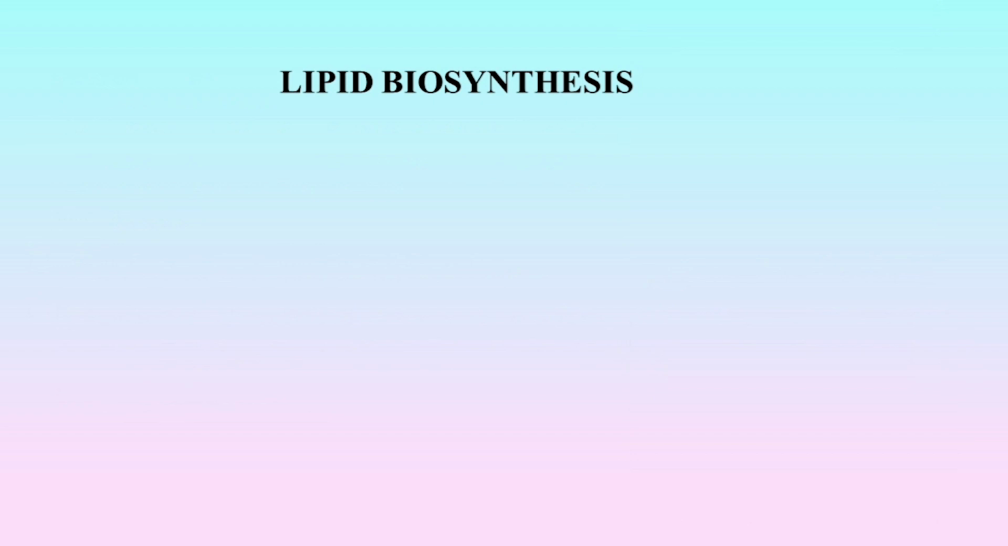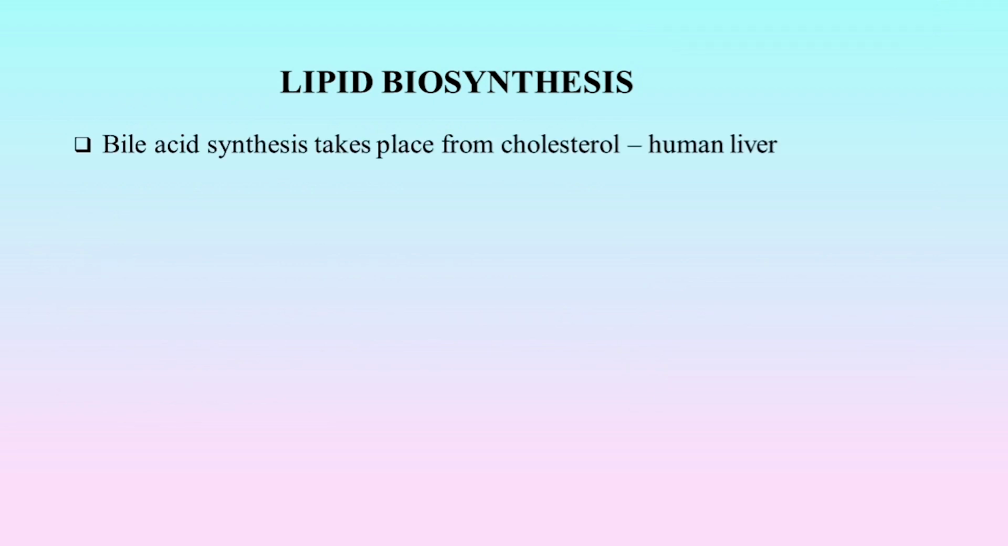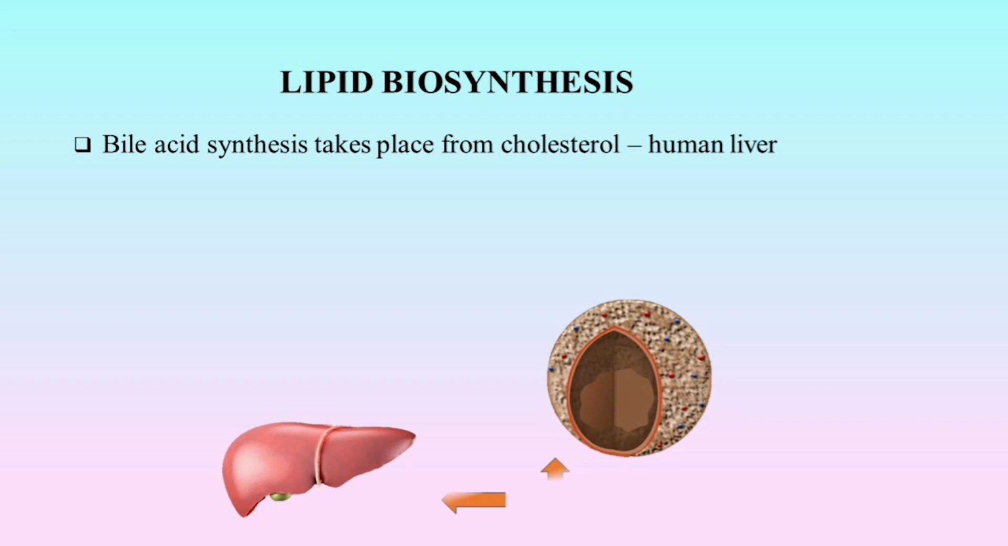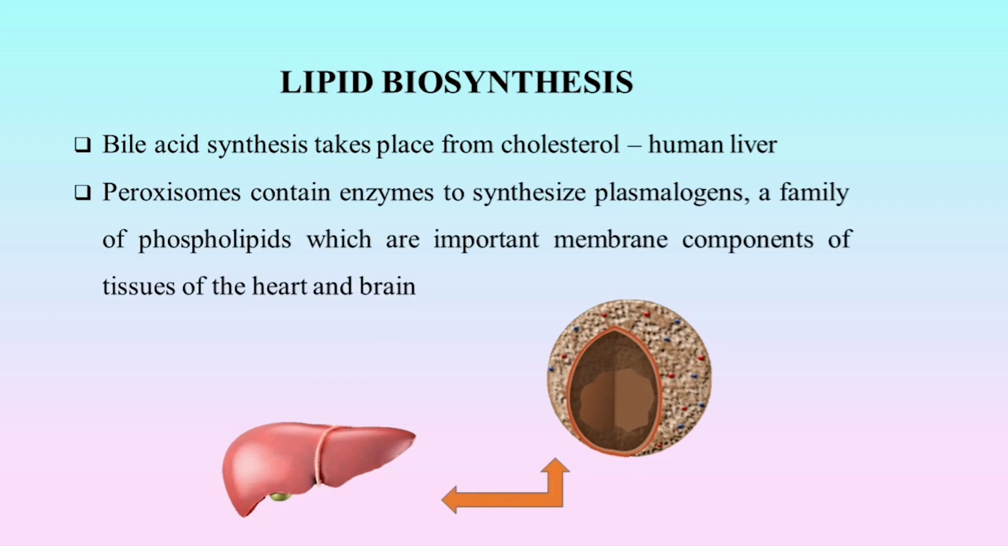Lipid biosynthesis. Bile acid synthesis takes place from cholesterol in the human liver. Peroxisomes contain enzymes to synthesize plasmalogens, a family of phospholipids which are important membrane components of tissues of the heart and brain.